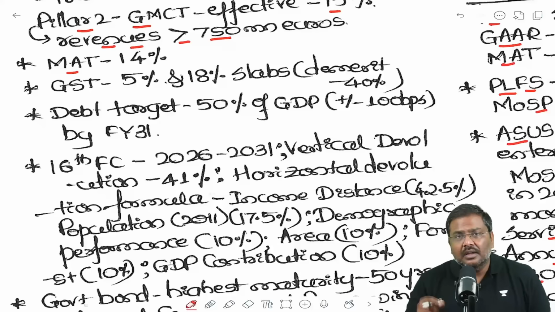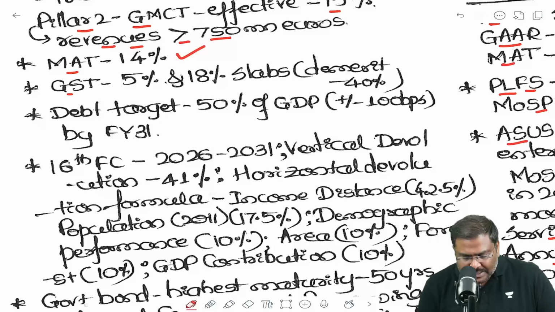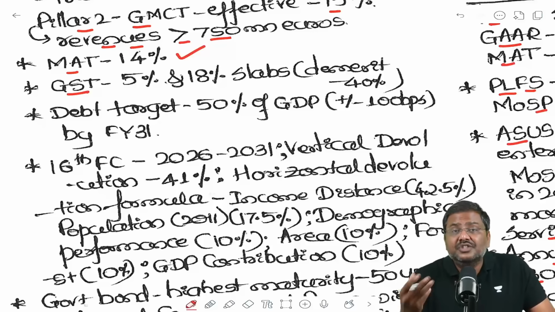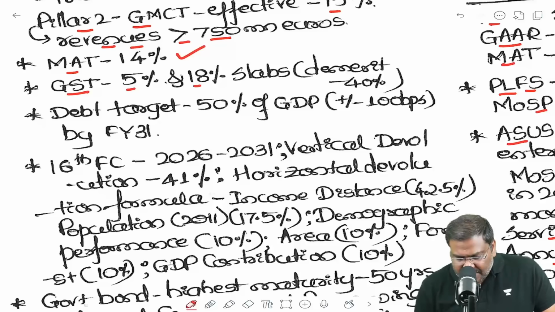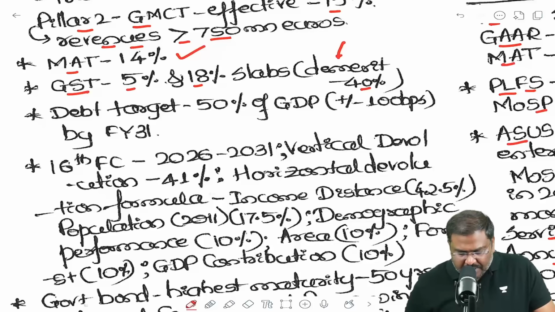As mentioned earlier, MAT is 14% effective from this financial year. GST has been revised, rationalized. Instead of multiple slabs, now the most important slabs are 5% and 18%. There is also a demerit slab for sin goods or demerit goods of 40%.